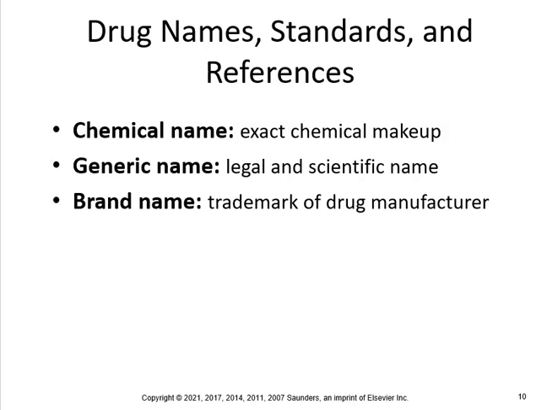So let's give Tylenol, for example. Okay, so the chemical name is acetaminophen. The generic name might be Tylenol. Okay. Or acetaminophen. I'm sorry, the brand name is Tylenol. The generic name is acetaminophen, and the chemical name would be the exact chemical makeup of that. All right, just to reiterate, the generic name is acetaminophen, the brand name would be Tylenol, and the chemical name would be like C8H9NO2.